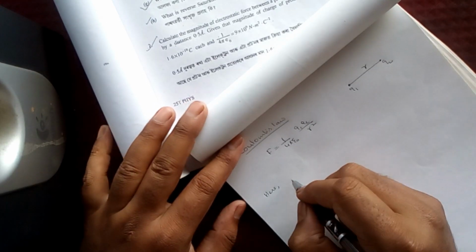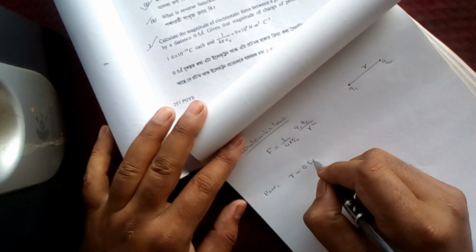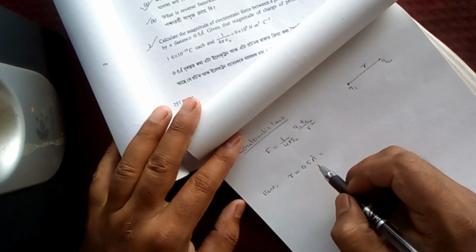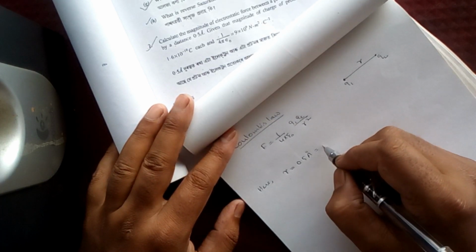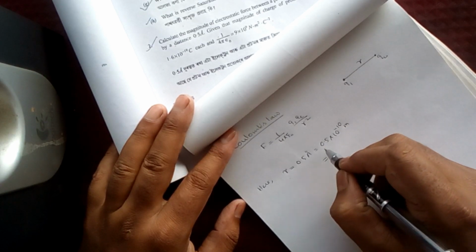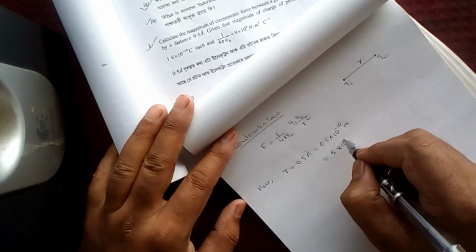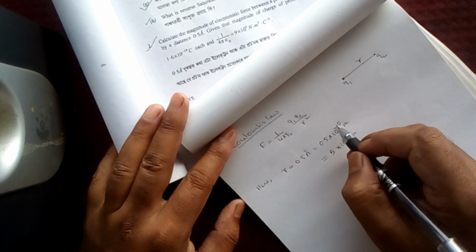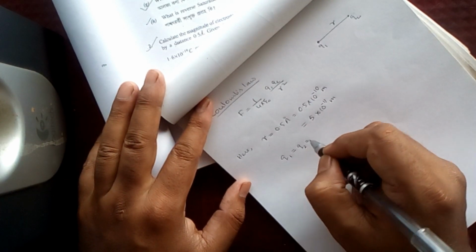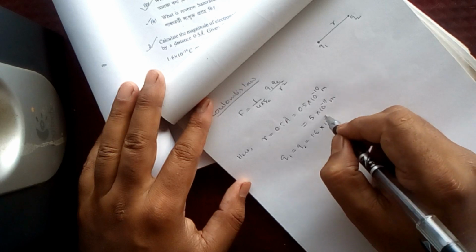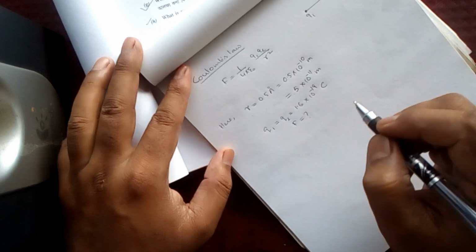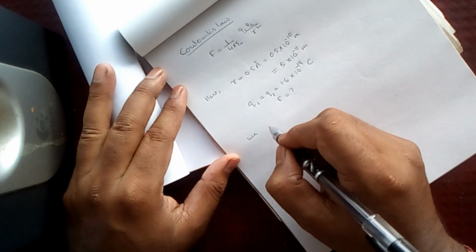Here R is 0.5 angstrom. Now you can see that angstrom is not the SI unit, so we have to convert this into SI unit. So 1 angstrom is 10 to the power minus 10 meter, and this will give us 5 into 10 to the power minus 11 meter. The magnitude of the two charges are equal, and the value is 1.6 into 10 to the power minus 19 Coulomb, and we have to find out the force. Then we begin like this.